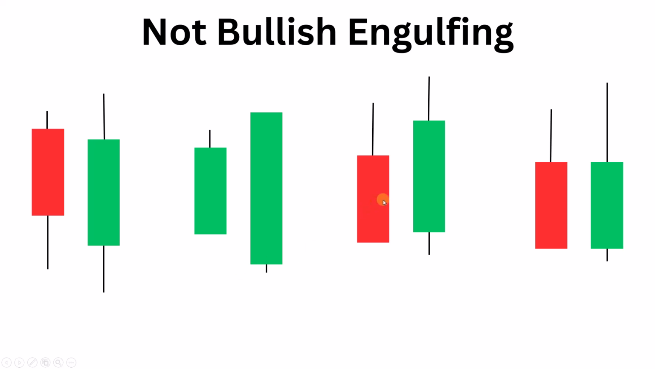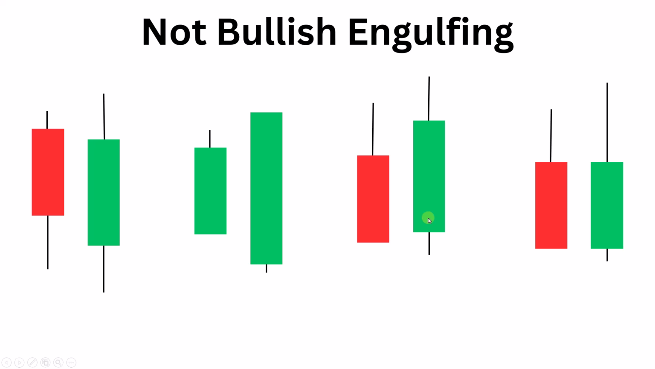Next, here this level is higher than that of this level, so this is okay. But if we look here, this level is higher than that of this level, which is not what we want. Correct? We want this to be lower here. We want this at a higher level than that of the green candle here, which is not happening here, and so this is not a bullish engulfing pattern.